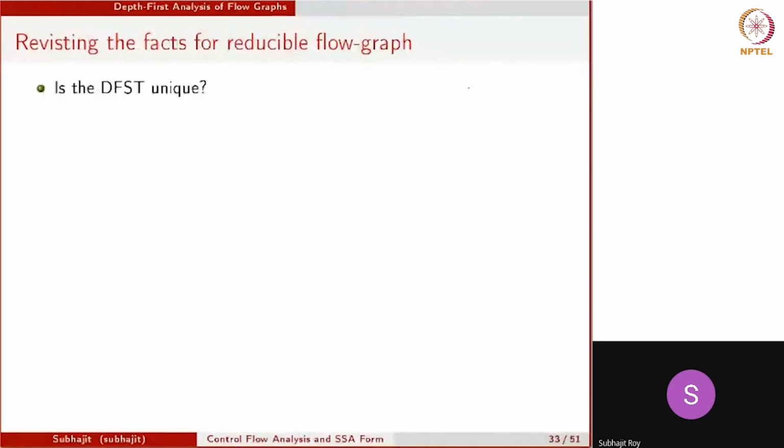Now let us revisit the same facts for a reducible flow graph. Is the DFST unique? It's still not unique, even for a reducible flow graph. That is very clear, right? The example we saw in the last slide on the DFST not being unique was already a reducible graph. So yes, even for this case, it is not unique.